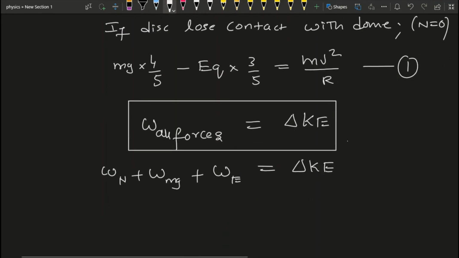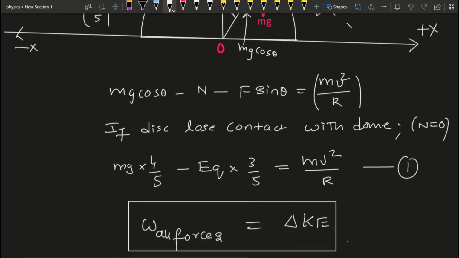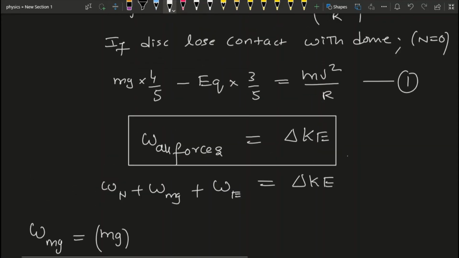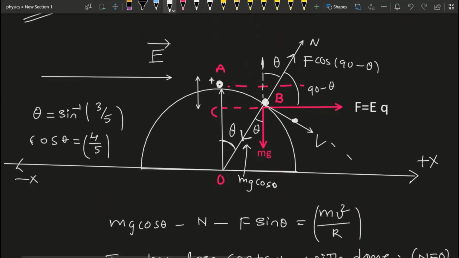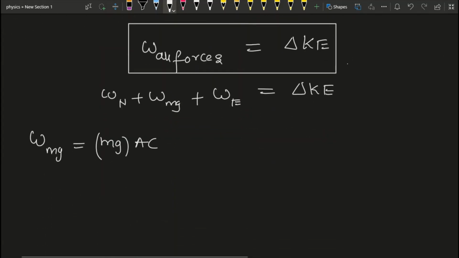Here, work done by normal force is always 0 because normal force is perpendicular to the direction of velocity. So it is 0. Work done by weight mg can be calculated as force into displacement in the direction of force. So displacement in the direction of force is AC. AC is the displacement in the direction of force.